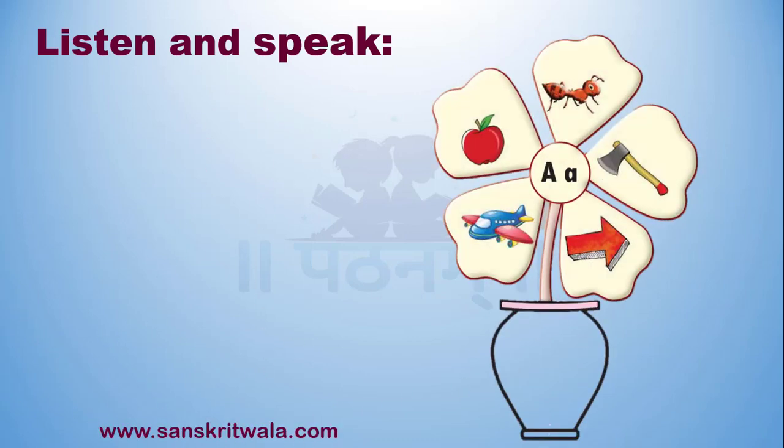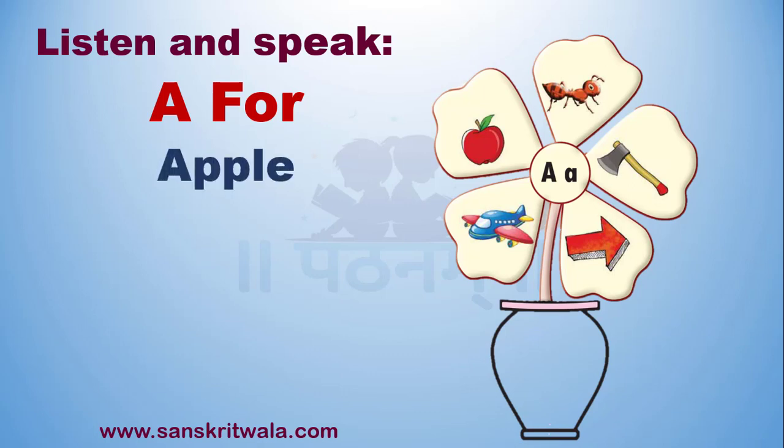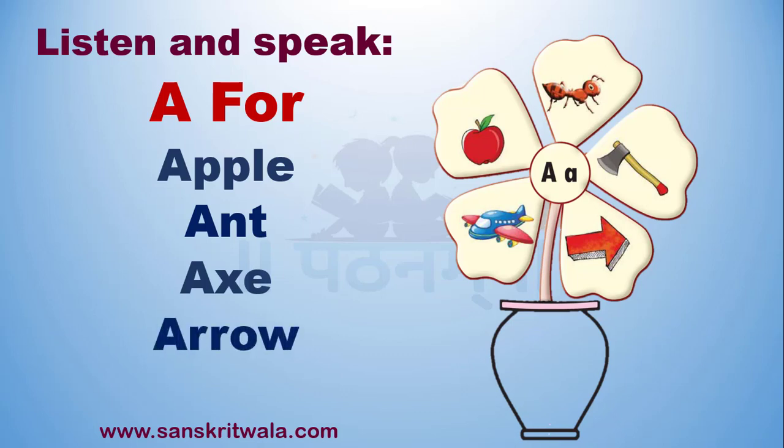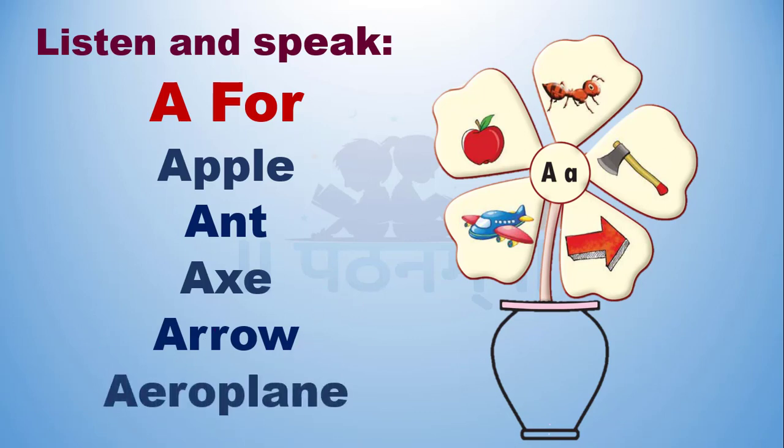Dear students, here you can see some pictures starting from A. Now listen and speak. A for apple, A for ant, A for axe, A for arrow, A for aeroplane.